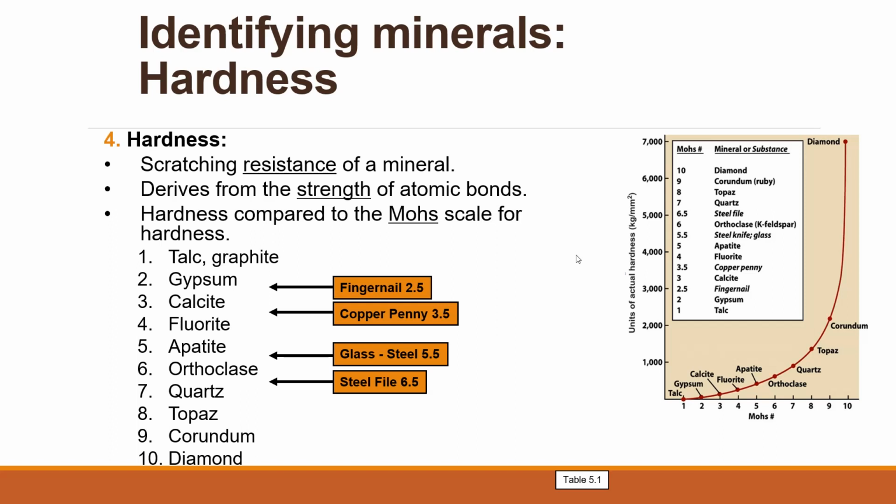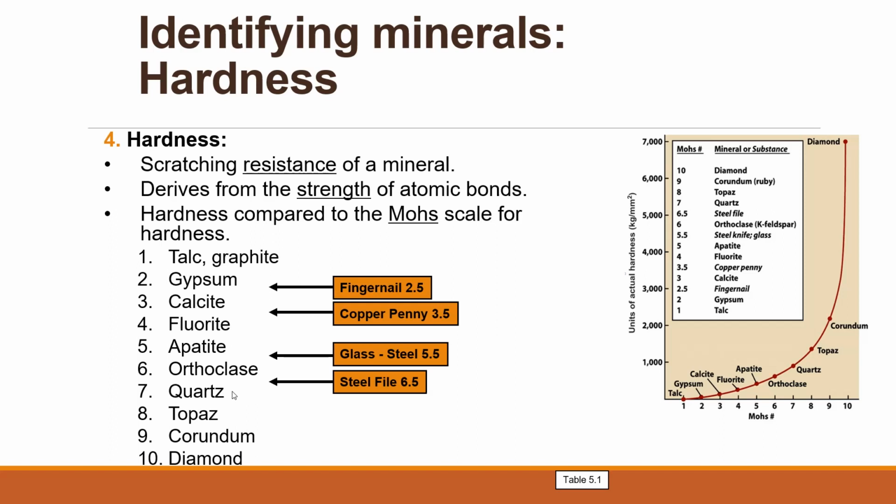As we keep going up, we're going to keep getting harder and harder. Diamond is the hardest naturally occurring substance. All of these top 4 are gem minerals. So quartz in many colors makes different gemstones. So amethyst, citrine, there's some other ones. Those are all quartz. Rose quartz, smoky quartz.